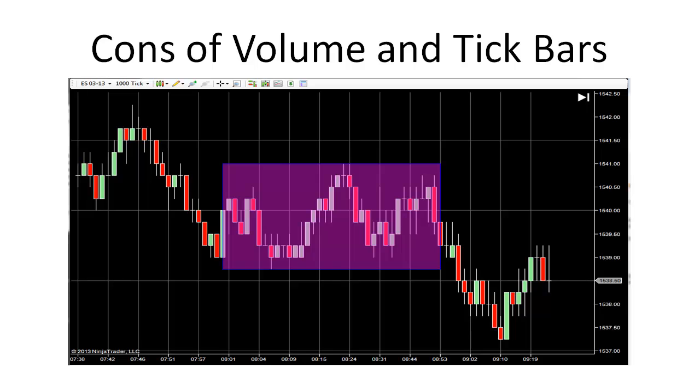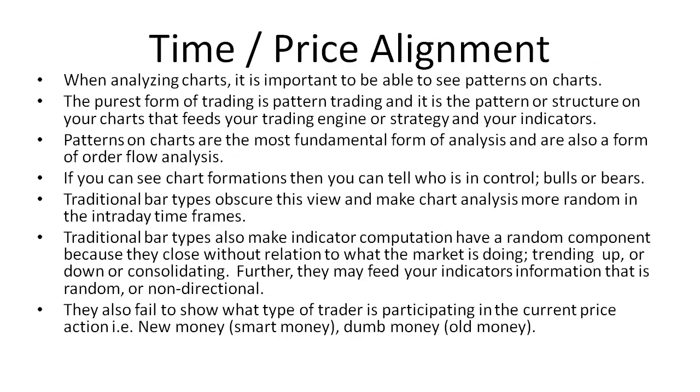This occurs on volume and tick bars because of a lot of volume that occurs. And the reason that volume and tick bars have these tails on each end, this kind of randomness, is because the way they're designed is completely non-directional. And we'll cover that some more in a few moments.